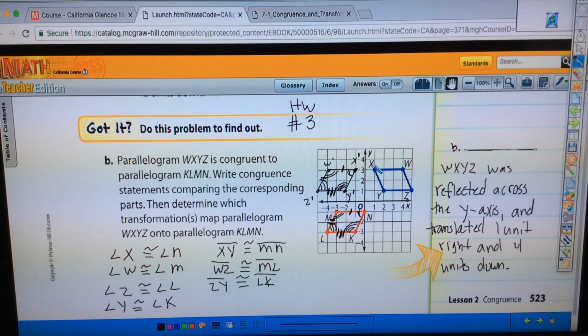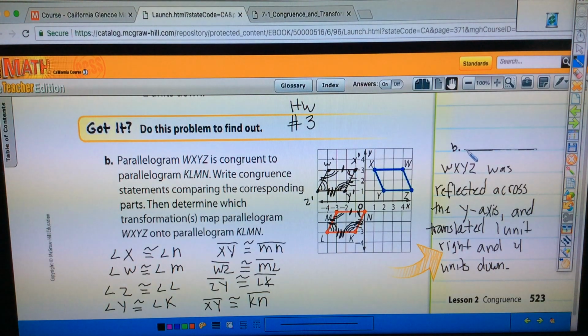All right, and then the last one, XY, that's going to have 4, getting kind of squishy here, is going to correspond with side length NK. Okay, so let's see here, side length XY is going to correspond with KN, or NK.